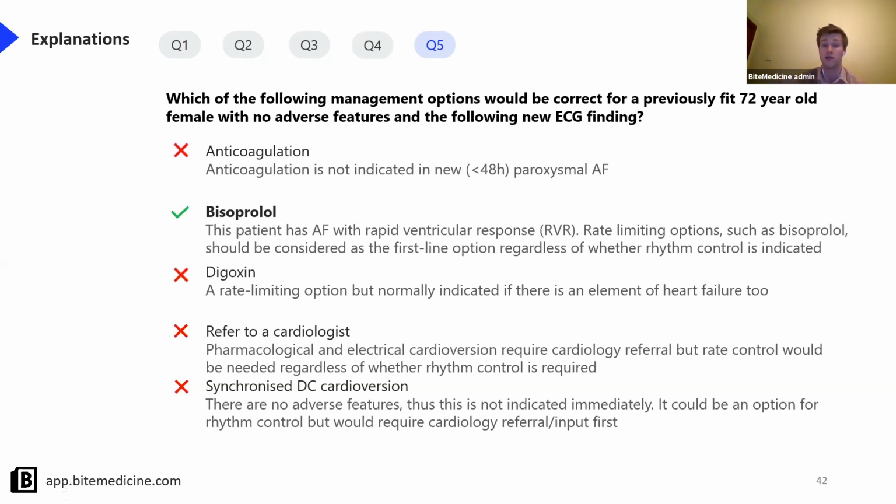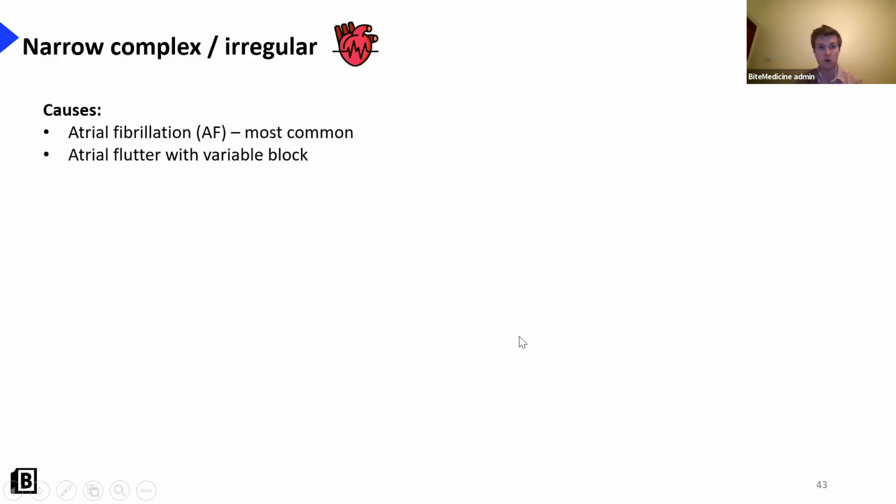So bisoprolol is the most important thing to do. And I've left synchronized DC cardioversion in here as an option because I really, really want to hammer this home: that you need to be looking for adverse features. So let's have a quick chat about irregular narrow complex tachycardias.